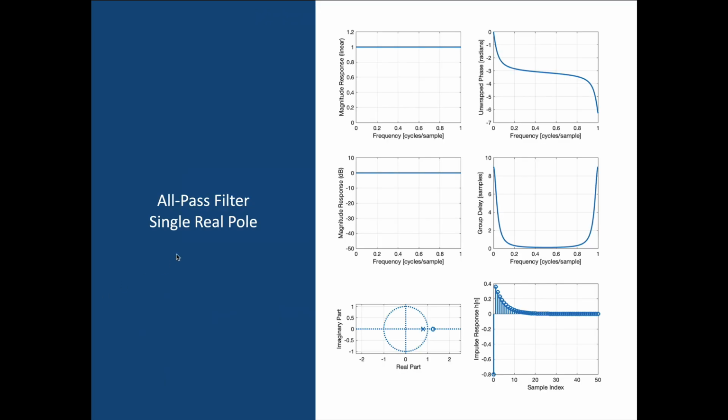So here's the first example. This is an all-pass filter with a single pole on the real axis. You can see in the pole-zero plot down here at the bottom, I have a pole inside the unit circle, a zero at the conjugate reciprocal location, and as promised for all-pass systems, the magnitude response is a constant. It's equal to 1, which is also 0 dB.